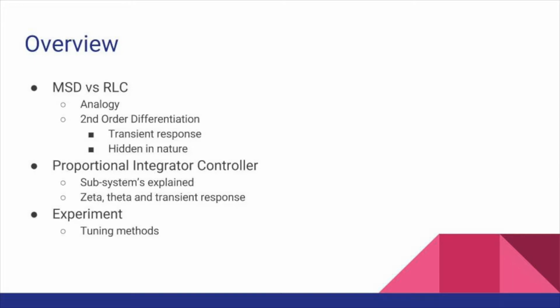We will discuss how by adding our PI controller to a mass spring damper or RLC system, the zeta and transient responses of those systems can be altered. The Ziegler-Nichols closed-loop tuning method will also be explained.